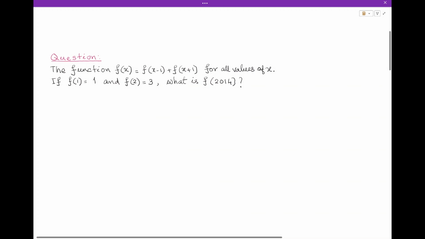The function f(x) is equal to f(x-1) plus f(x+1) for all values of x. If f(1) is 1 and f(2) is 3, what is the value of f(2014)?